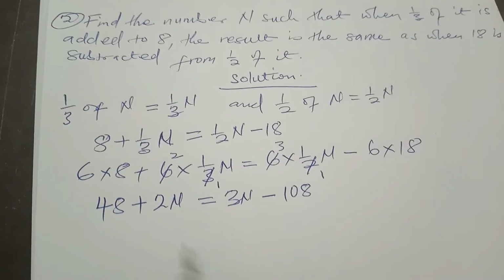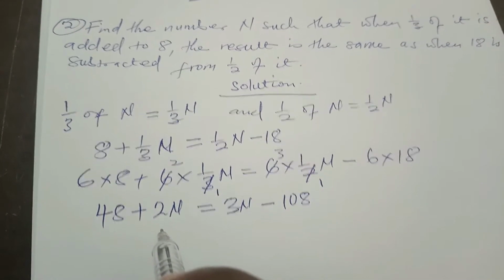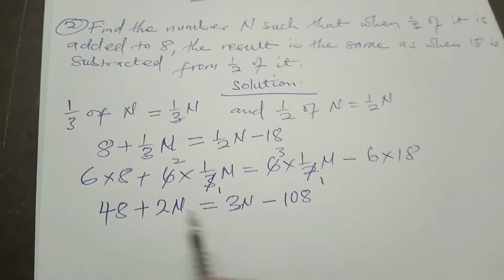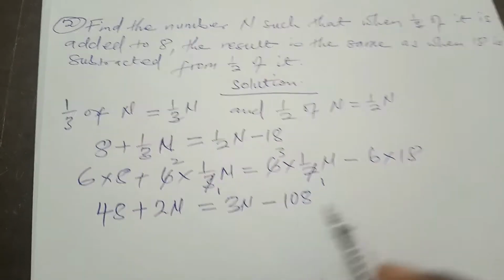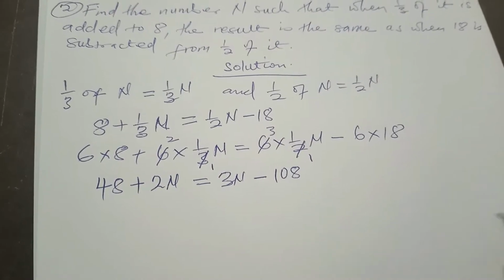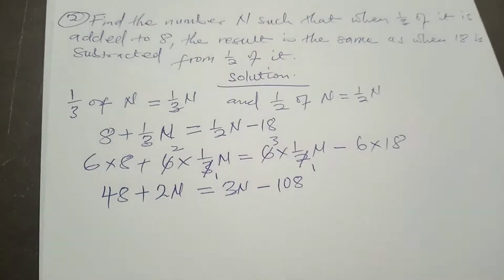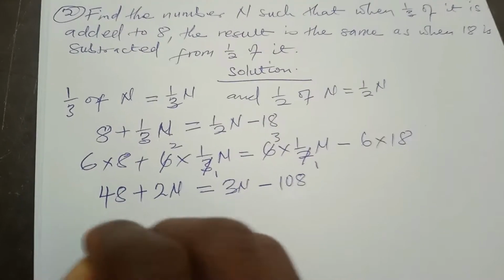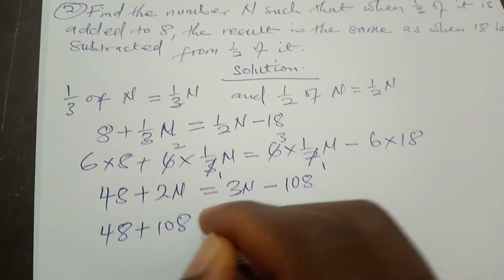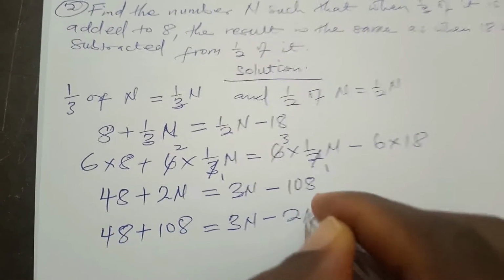So here, this is 2n, this is 3n. If I bring the 3n here, it will be 2n minus 3n, giving us negative n. I don't want to work with negative n, I want a positive n. So I'll group the 2n rather here, so that I'll get 3n minus 2n to give us a positive number. So I'll group the constants to the left hand side and the numbers with the variables to the right hand side, so that I don't have negative. So that's going to give me 48 plus 108, because it was negative there, equals 3n minus 2n.